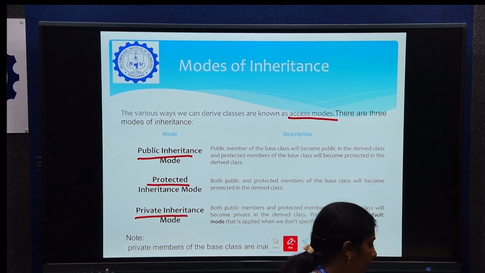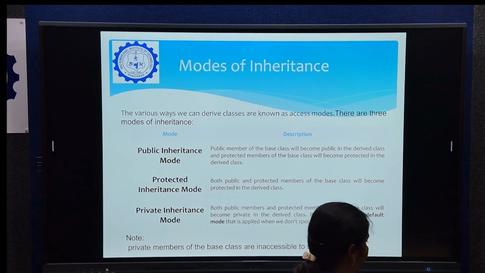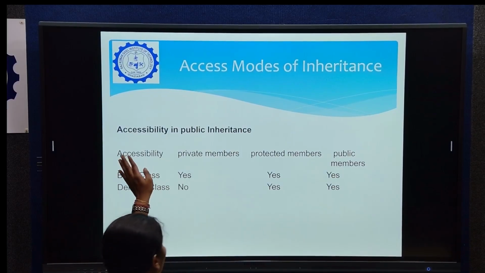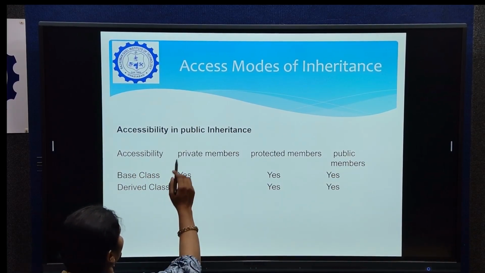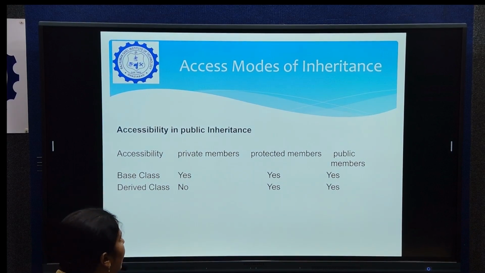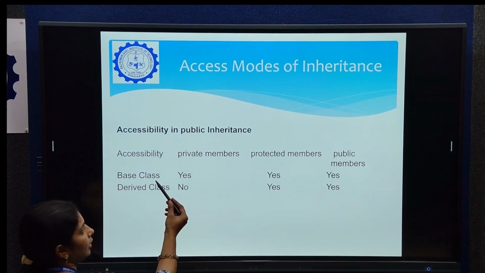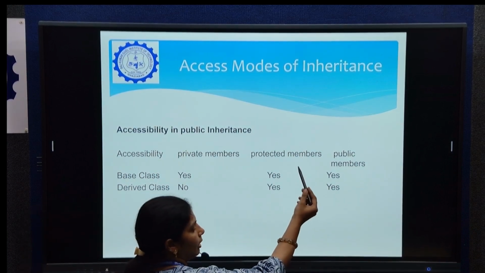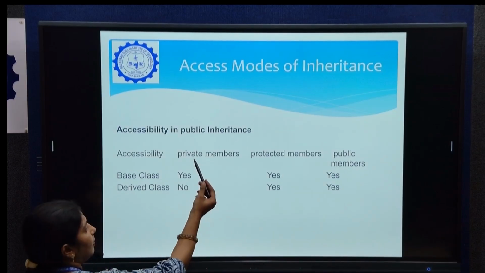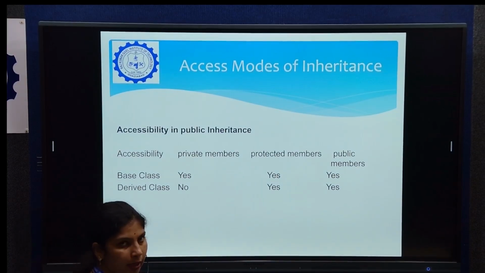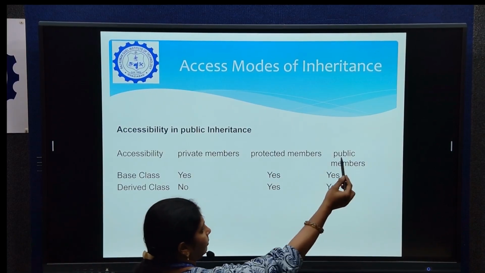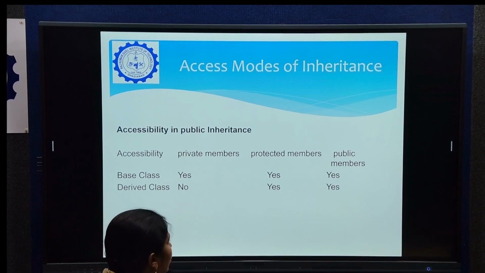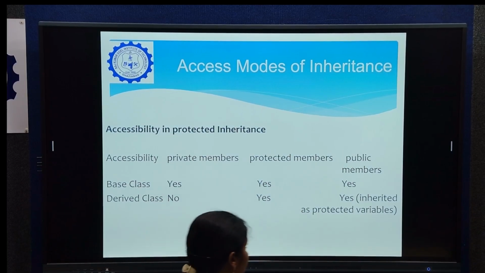In public inheritance, when we inherit the base class publicly, in that case the class has some private members, protected members, and public members. The private members will not be inherited because these members are not inheritable. Only protected members and public members will be inherited to the derived class, right?